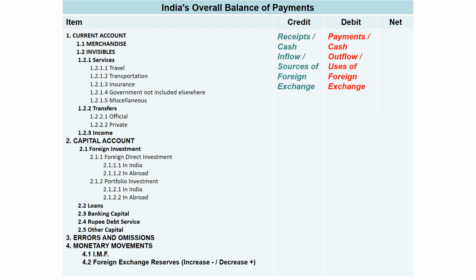This is how the overall balance of payments account looks, which has different transactions. The first major component is current account transactions. Then we have capital account transactions, errors and omissions, and monetary movements with IMF, and then the resulting increase or decrease in the foreign exchange reserves.